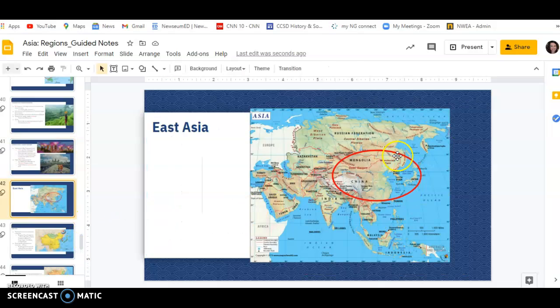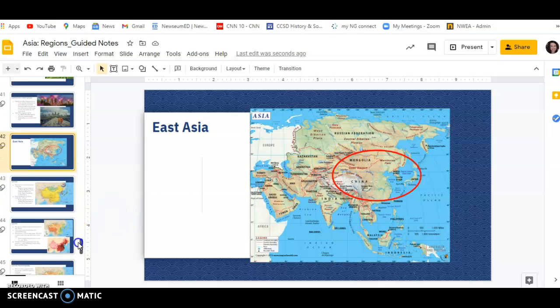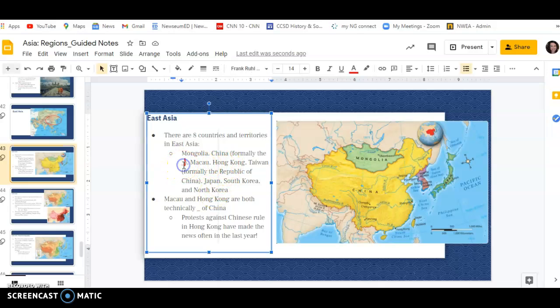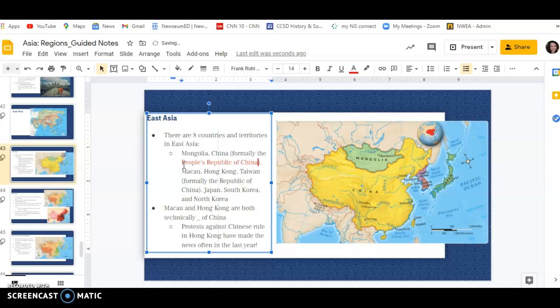All right, finally, we will finish in East Asia here. East Asia includes 8 countries and territories: Mongolia, China, which is officially the People's Republic of China, Macau, Hong Kong, Taiwan, which is officially the Republic of China, which is different from the People's Republic of China, Japan, South Korea, and North Korea.